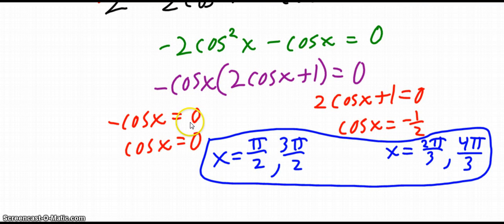So negative cosine of x equals 0. If I divide both sides by negative 1, cosine of x equals 0. Here, 2 cosine of x plus 1 equals 0. Subtract 1, divide by 2, so cosine of x equals negative 1/2. Now I go to my unit circle. Where does cosine equal 0? When the x-coordinates are 0, which is at pi halves and 3 pi halves. Where does cosine of x equal negative 1/2? When the x-coordinate is negative 1/2, which is at 2 pi thirds and 4 pi thirds. That's solving trig equations.